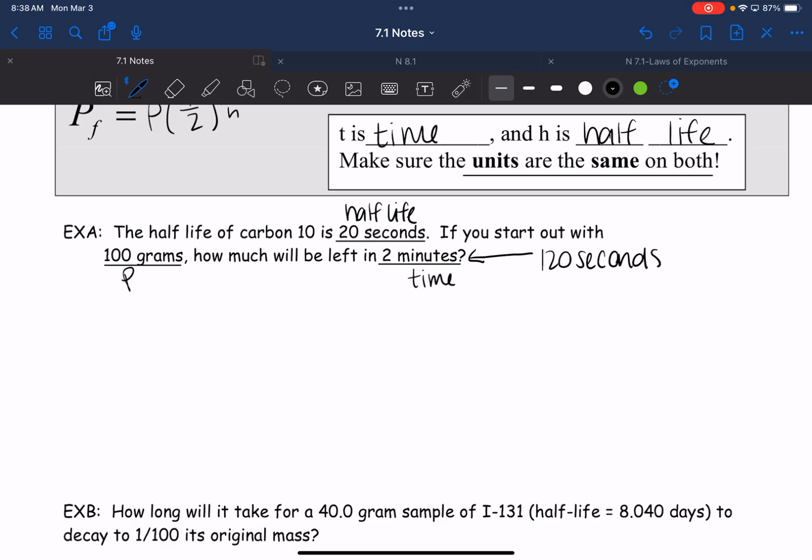And now that they're all in the same unit, we can write our formula. So we'll have the original amount, which was 100 grams, times 1/2, raised to the time, which we said was 120 seconds, over the half-life, which was 20 seconds. So we're not missing anything here. We can type this in our calculator exactly as it's written. And what do we get here?